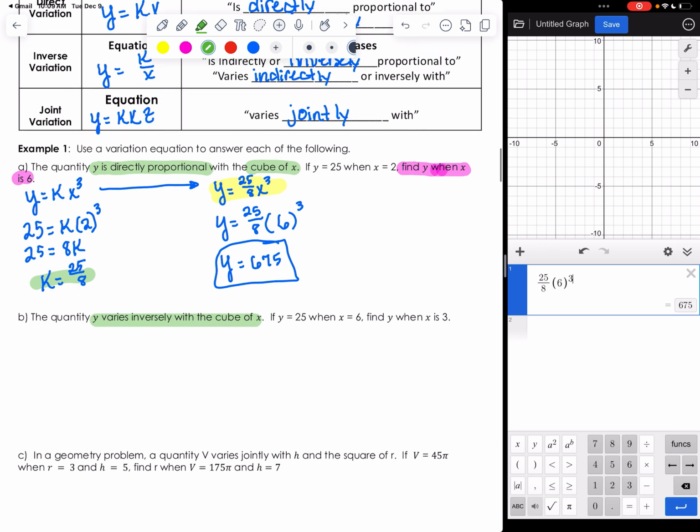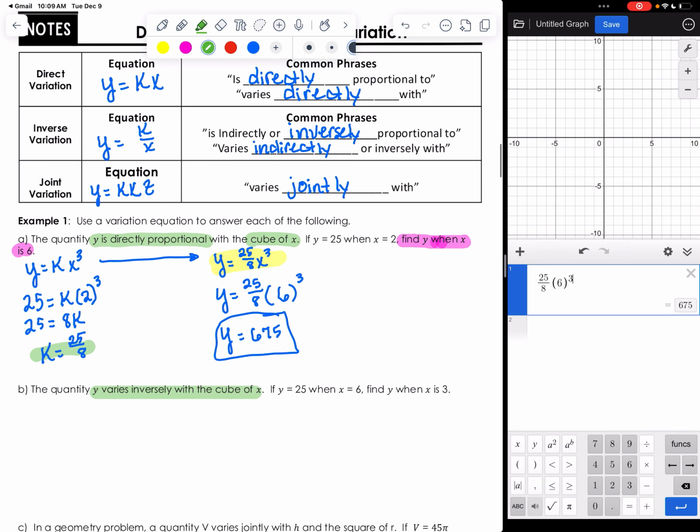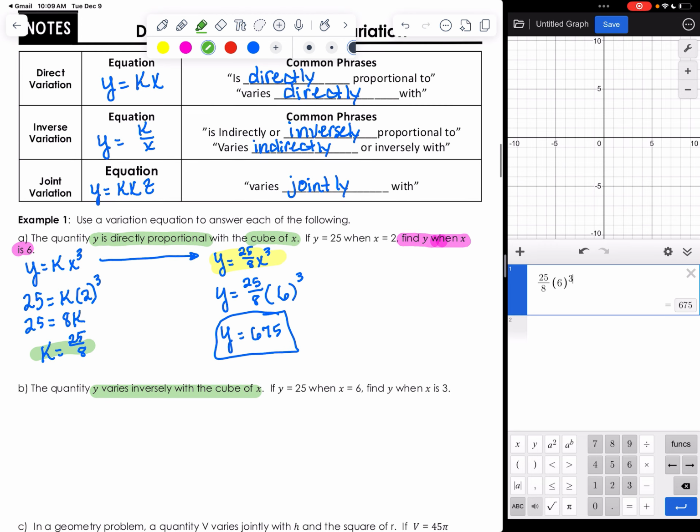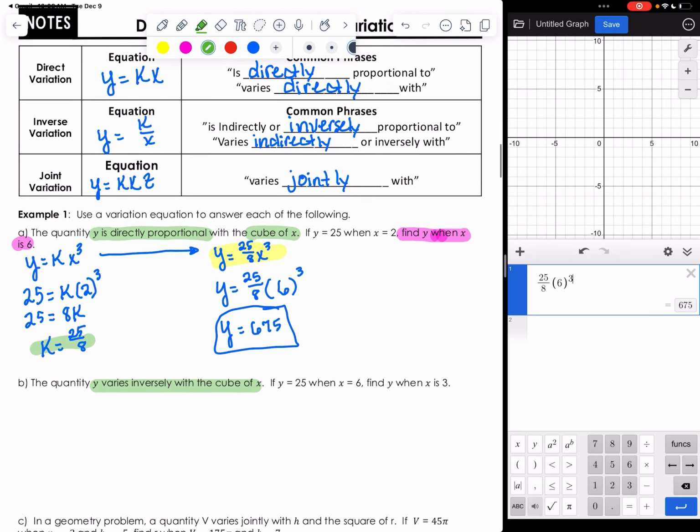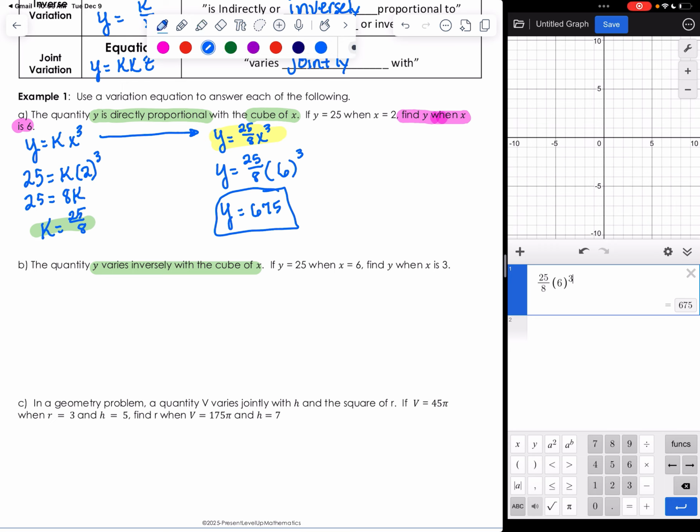So I want to go back up here to my chart and look up the formula for inverse variation, which is y equals k over x. So this would be y equals k over, and what does y vary inversely with? It varies inversely with the cube of x, so x cubed. So there's our general formula.